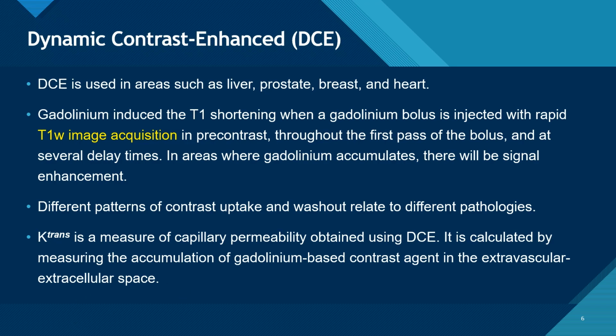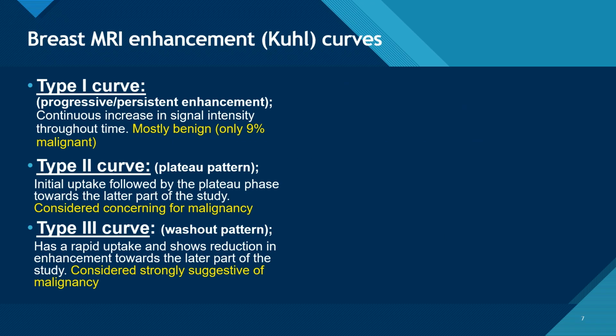So let's see what are the types of curves we can note, and the most important of them are the breast MRI enhancement or the Kuhl curves, and what types of enhancement can we see in various different types of tissues or pathologically changing types of tissues.